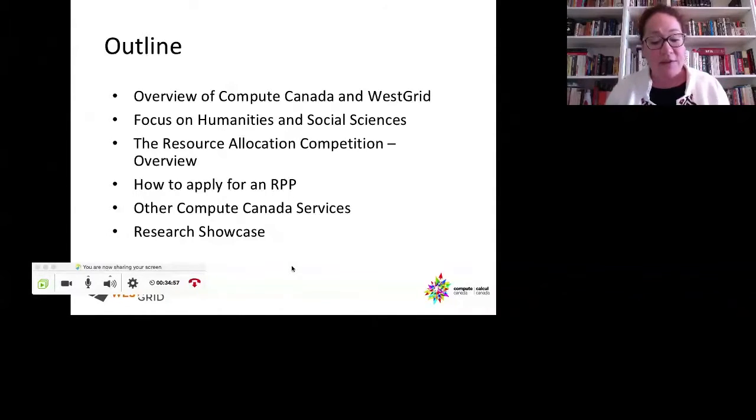And then I'll talk about other services and resources available through Compute Canada as well. These are some of the smaller but really helpful targeted services that you can use when you become part of Compute Canada. And at the end, I will showcase a few projects which are using a lot of the different resources available through the resource allocation competition and others, to give you a better idea of what's possible for your own research.